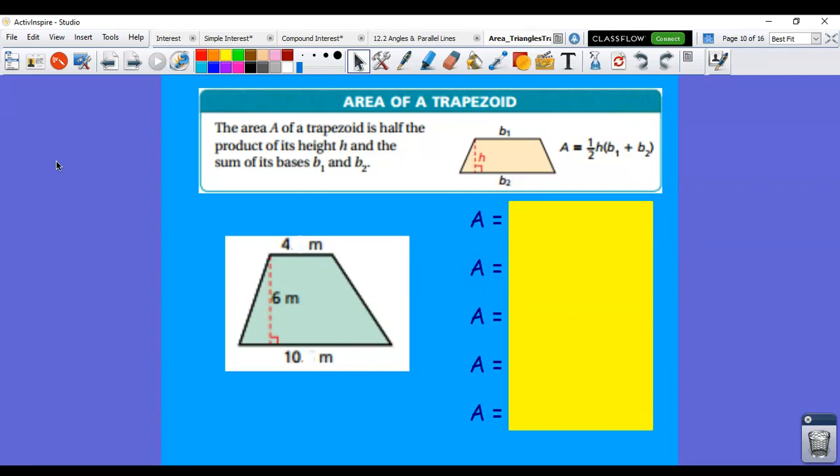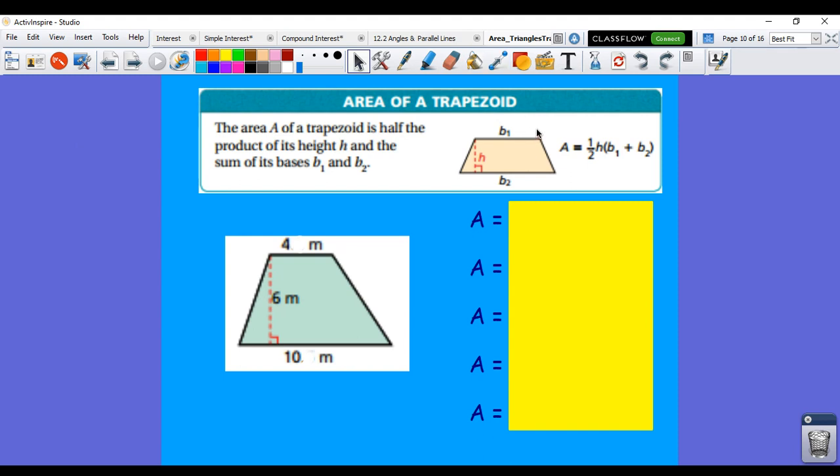So finding the area of a trapezoid, which is a quadrilateral that has one set of parallel lines, which means it has four sides and one set of parallel lines. Remember, parallel lines are two lines that will go on forever and ever and never touch. So a rectangle and a square have two sets of parallel lines. A trapezoid is a four-sided figure, but it only has one set of parallel lines.